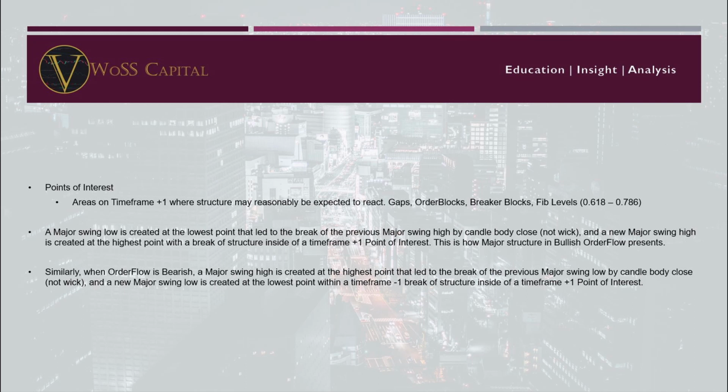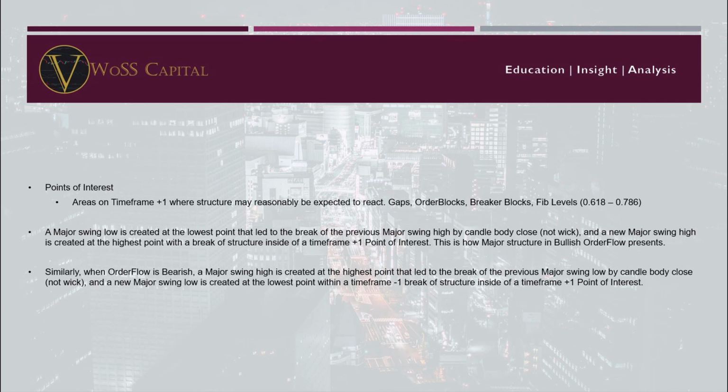In terms of trying to put some words around the structural breaks, this sounds a lot more complicated than it is, but it's essentially the rules that I have written down. So the major swing high is created at the highest point that led to the break of the previous major swing low by a candle body close, and a new major swing low is created at the lowest point within a time frame breaker structure inside that time frame, point of interest. So again, that's for bearish order flow.